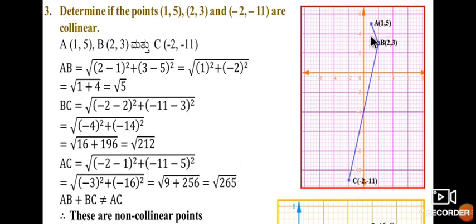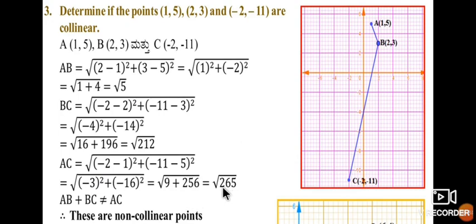Therefore AC can be written as, this is x2 y2, this is x1 y1, that is equal to minus 2 minus 1 whole square plus minus 11 minus 5 whole square. Minus 2 minus 1 is minus 3 whole square, minus 11 minus 5 can be written as minus 16 whole square. Minus 3 square is 9, minus 16 square is 256, that is 256 plus 9, that is equal to 265.